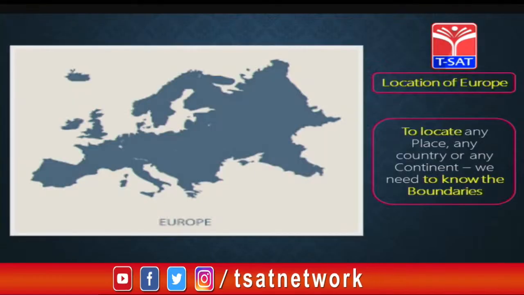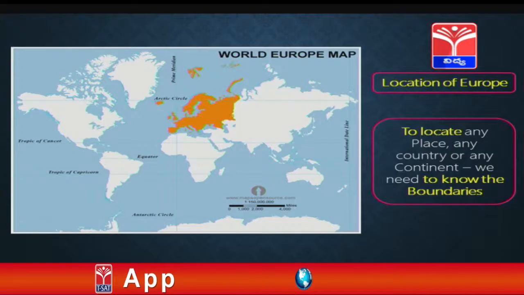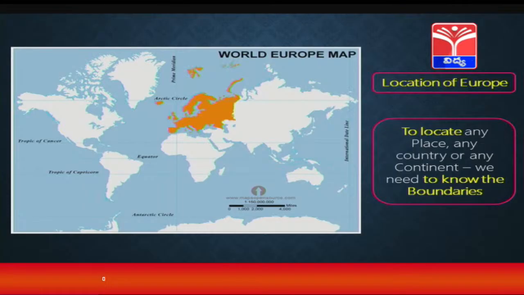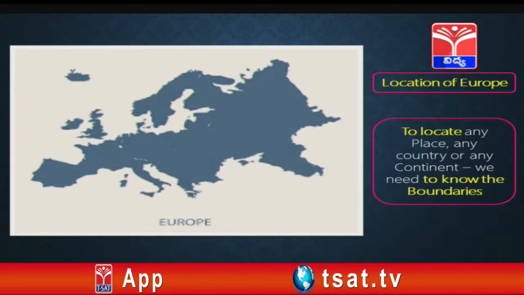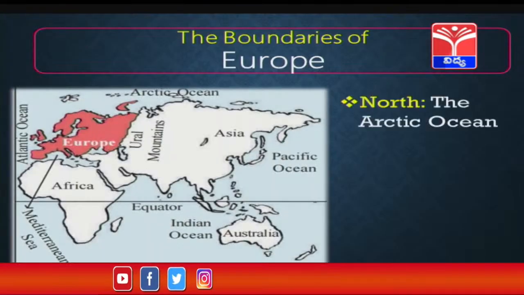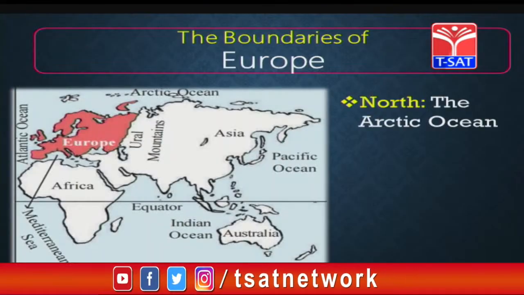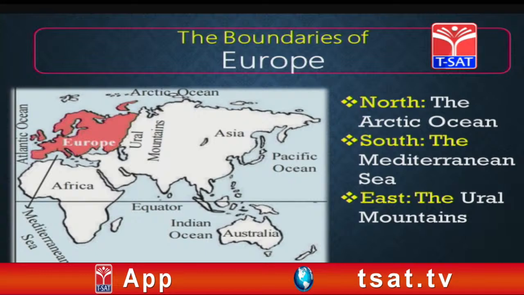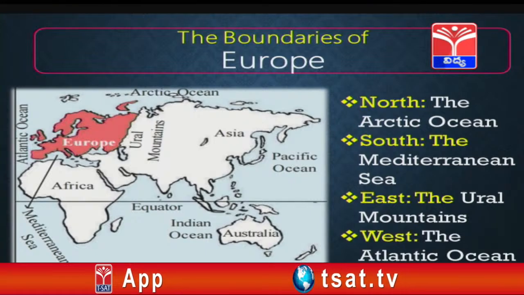Let us get into the core topics of this session. Children, as you can see in the map, the orange shaded place is Europe, in the middle of the map, you can see clearly. To locate any place, any country or any continent, we need to know the boundaries. This is exactly what Europe is. The boundaries of Europe: north, the Atlantic Ocean; south, the Mediterranean Sea; east, the Ural Mountains; west, the Atlantic Ocean.